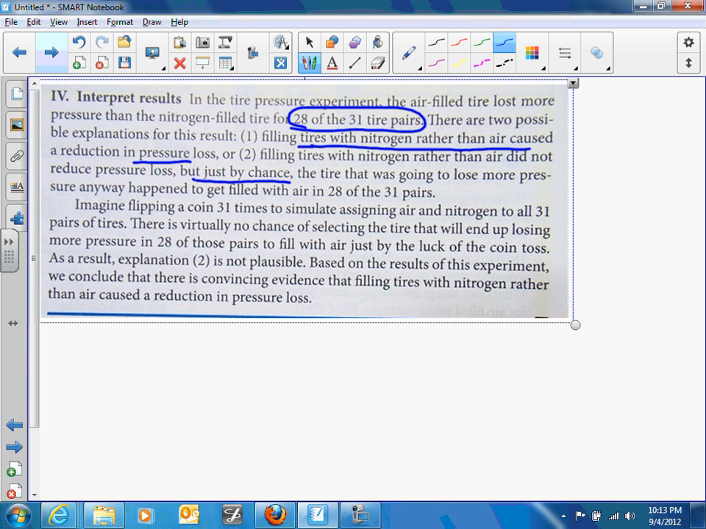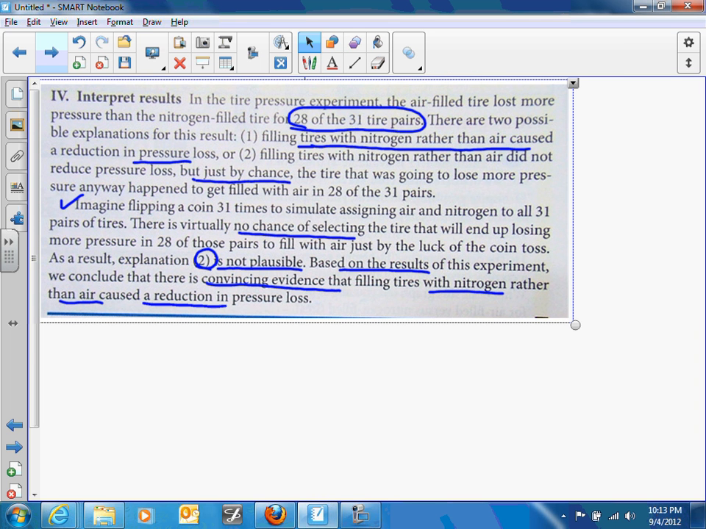It says, imagine flipping a coin 31 times to simulate assigning air and nitrogen to all 31 pairs of tires. So it's giving you an alternative, saying, hey, think about this. It says there's virtually no chance of selecting the tire that will end up losing more pressure in 28 of those pairs to fill with air. So as a result, it's saying part number 2 is not plausible. It's not possible. Based on the results, notice that they're referring back to the original analysis. So based on the results of the experiment, we conclude there is convincing evidence that filling the tires with nitrogen rather than air caused a reduction in pressure loss. So notice how thorough the interpretation is.